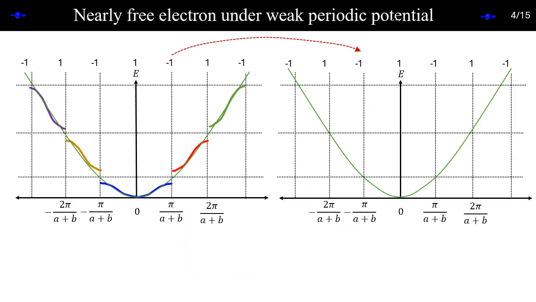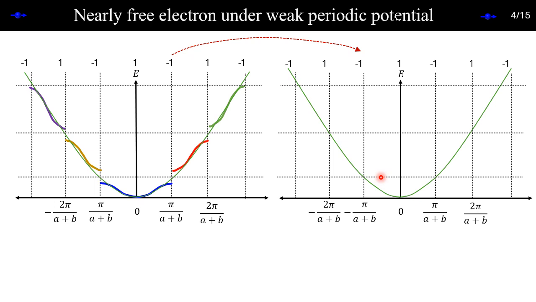Now we'll start with this. Let's consider almost or nearly free electrons under a weak periodic potential, because this will again give us the same picture. Previously we solved the Schrodinger equation, which was the Kronig-Penney model. Now we want to understand it without solving, because maybe that is more intuitive.